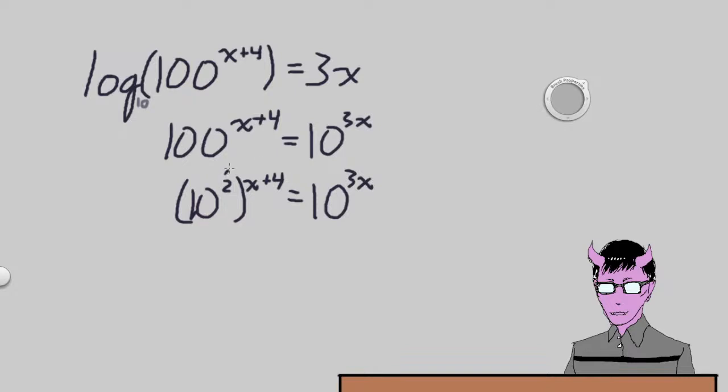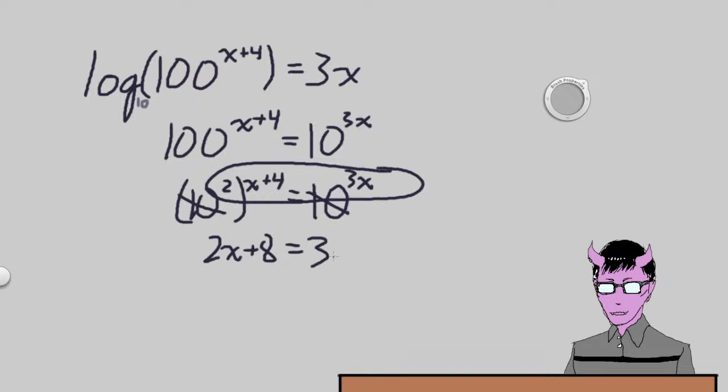Use distributive property of exponent. And then drop the base. So I'm just going to go ahead and drop the base right here. But I'll be sure to use distributive property on that one. So we're going to get 2x plus 8. And again, we drop the base, is equal to 3x.